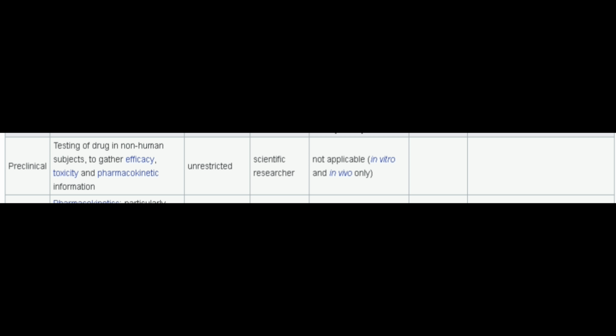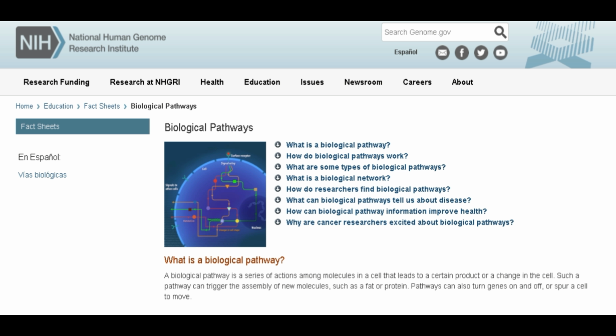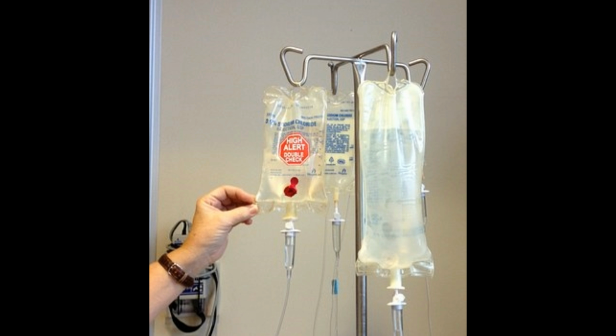The simplest reason for this is the ability to demonstrate the same basic principles in a research animal as it would be in a human. Testing of drugs in non-human subjects gathers efficacy, toxicity, and pharmacokinetic information. Pharmacokinetic information is also often abbreviated as PK.